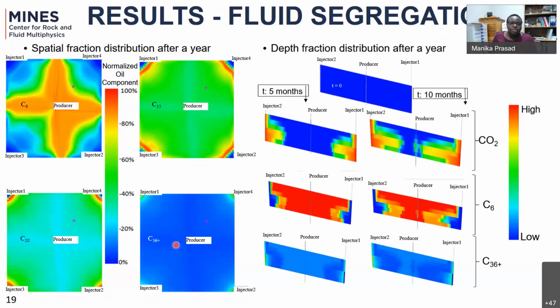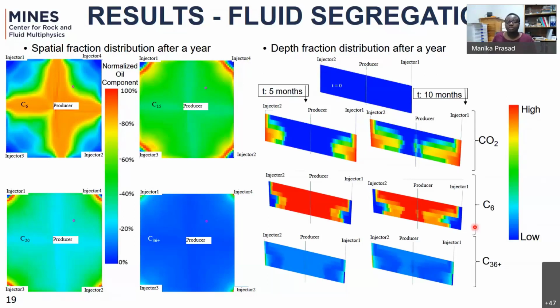And when we consider the depth distribution vertically, what is happening? In the initial model, when t equals 0, we expect nothing to happen. We do not expect that there is a displacement at that time. But in 5 months, we see the incursion of CO2 from the injectors towards the producer, and it had moved further in 10 months. So yes, our reservoir is transmitting CO2, but what happens with the crude oil fraction?